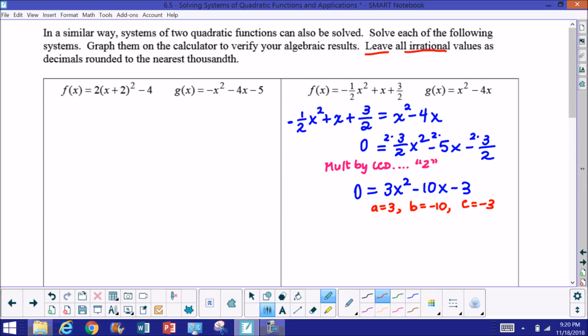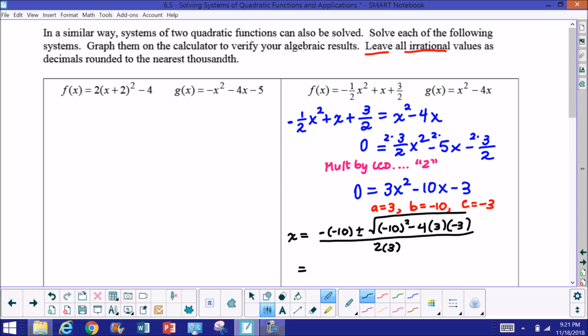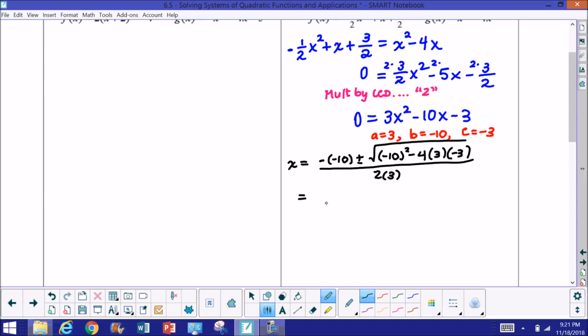So what that means is I will have x equal to the opposite of b, which is negative 10, plus or minus the square root of negative 10 squared minus 4 times 3 times negative 3. That's the 4ac. I can close off my square root now, and I can put this all on top of 2 times our 3.